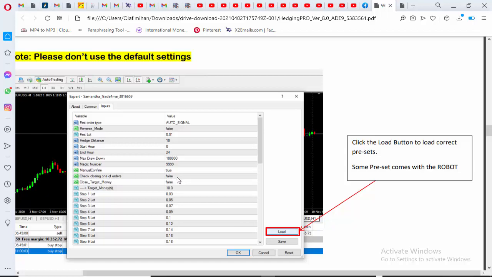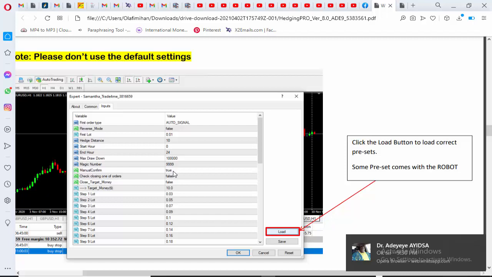If you put this one to false, it's going to scatter your edging layers, because edging is covering up. So this place is always supposed to be true. Let me quickly make a reference to manual confirmation. If you want to trade 24 hours without sitting in front of a computer, you must change your manual confirmation to false, not true.